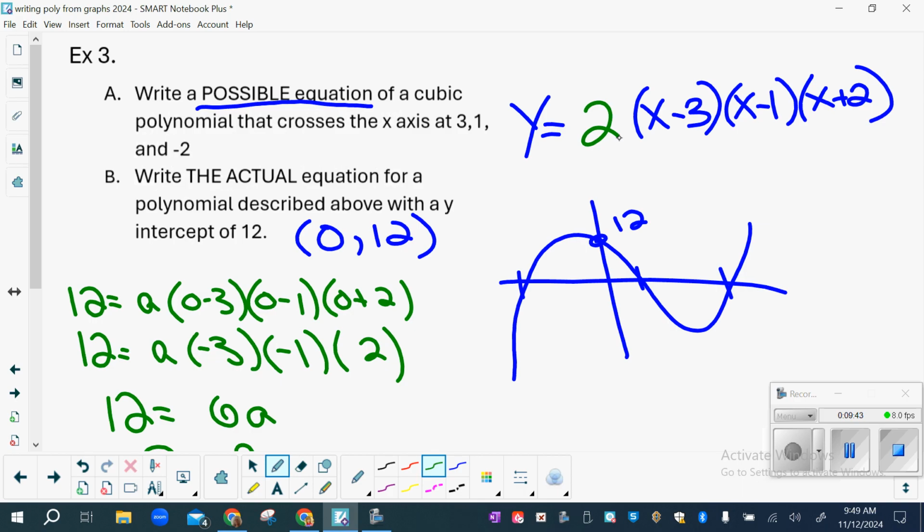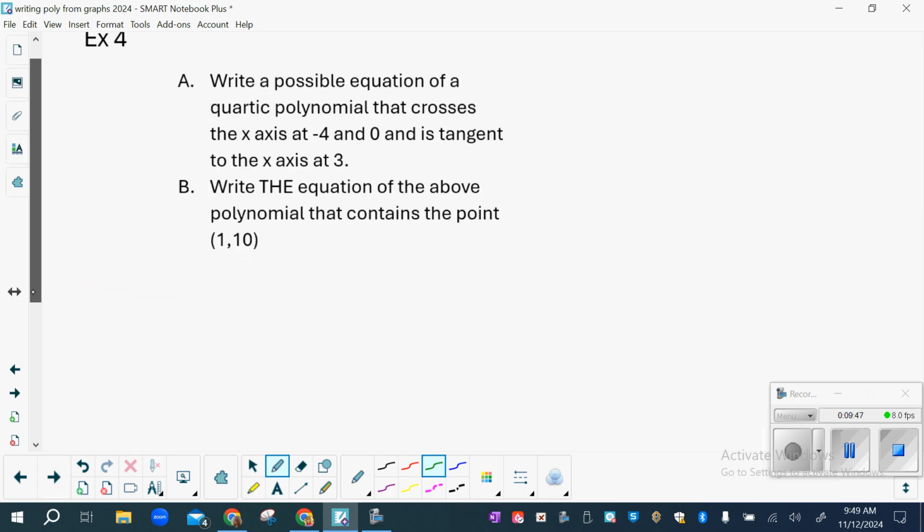Okay, big finish, big finish. Love this next one. Okay. This is going to have 4 little roots, 4 little parentheses. I'm going to give you a hint. In math, we don't really use the word bounce.